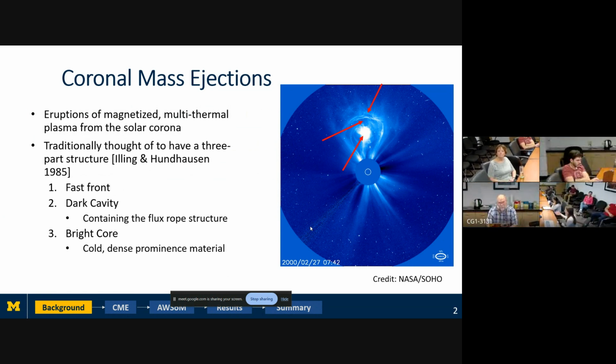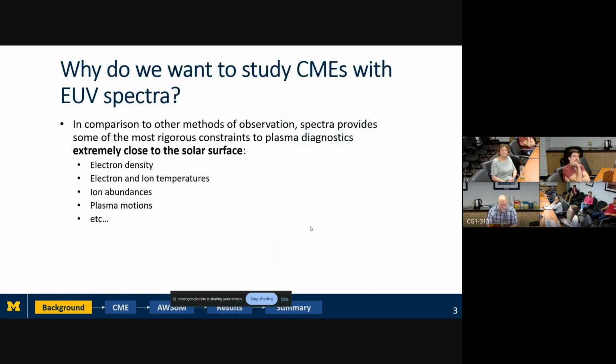So there are many ways of observing CMEs. Obviously we see here a white light image, so this would be remote sensing. There's also EUV spectroscopy, full disk EUV narrowband imagers, and then we can go all the way out to 1 AU or wherever we have in situ satellites such as ACE, Solar Orbiter, Parker Solar Probe that can all observe CME plasmas. So one of the things I do is I study CMEs with EUV spectra.